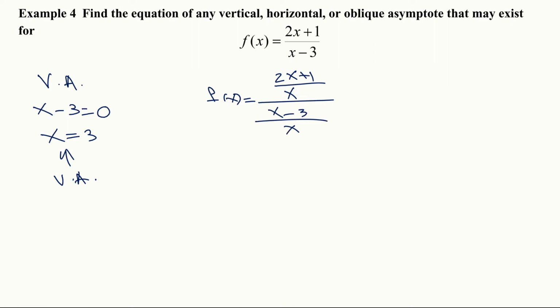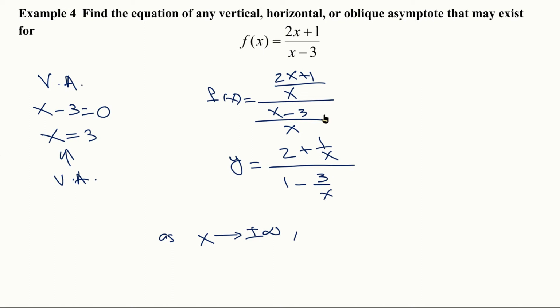So we end up with, I'm just replacing f of x with y for simplicity, 2 plus 1 over x over 1 minus 3 over x. Now, as x approaches either plus or minus infinity, notice this expression becomes 0, this one becomes 0, so we get 2 over 1. So y approaches 2. Therefore, y equals 2 is a horizontal asymptote.